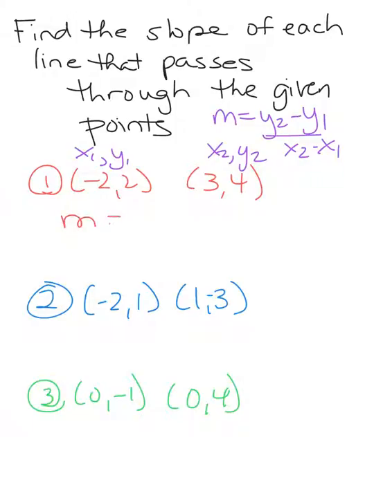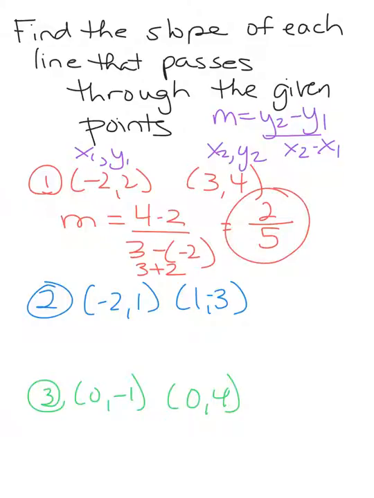So I have slope as m, and then I have y2 minus y1, which is 4 minus 2. And then I have x2 minus x1, which is 3 minus a negative 2. So 4 minus 2 is 2, and this actually becomes 3 plus 2, right? Minus a negative is plus. So I have 2/5. That's a positive slope. If I were to graph that, it would look something like this, bottom left to upper right. Let's look at our next example, and I'll label that as well, x1, y1, and then we have x2, y2.